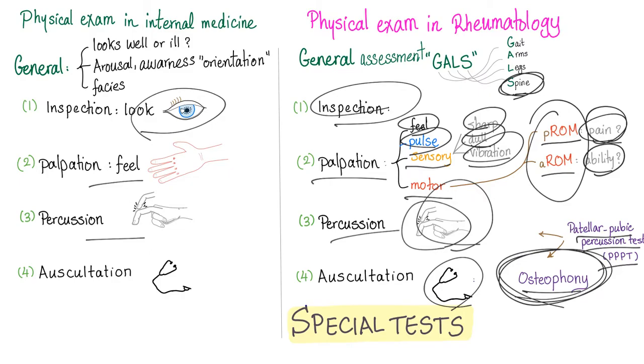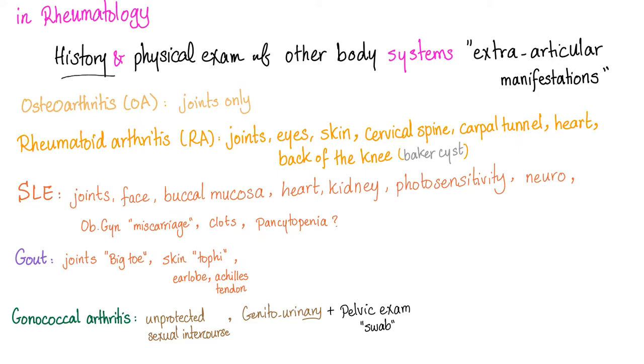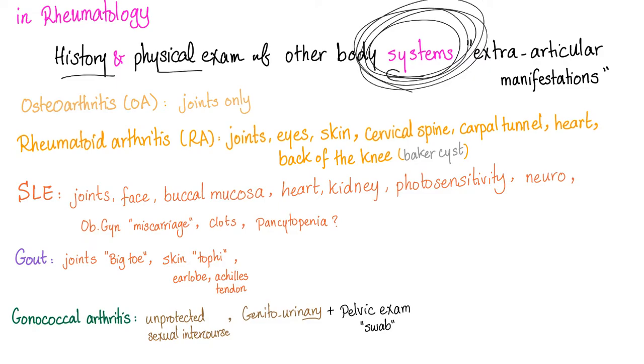So in rheumatology, we need the history and the physical exam. Of what? Of the system of complaint and other body systems. Why? Because we're looking for extra-articular manifestations. But if you have osteoarthritis, it's a mechanical problem. A joint exam only should suffice.